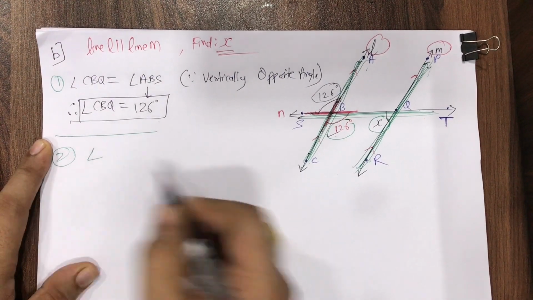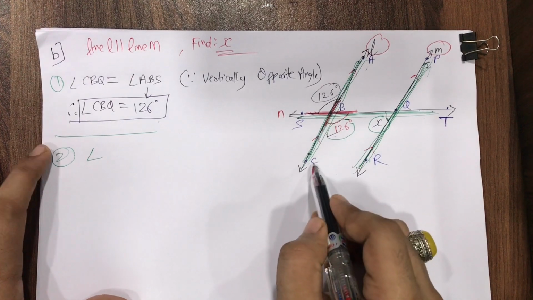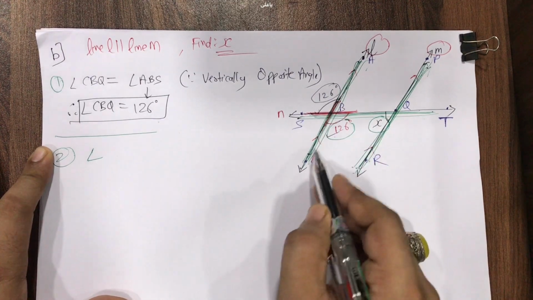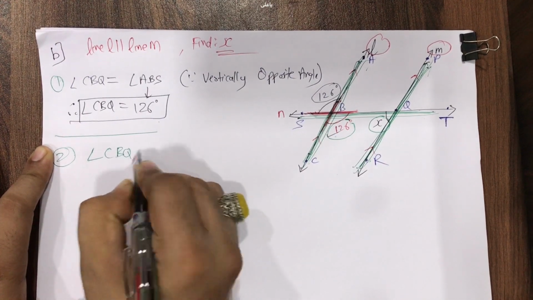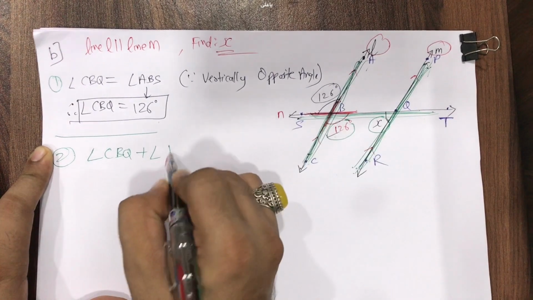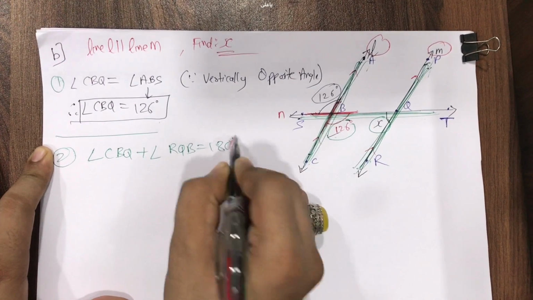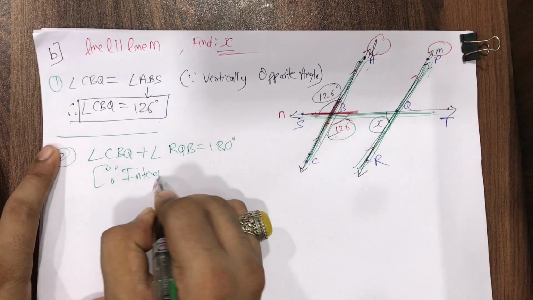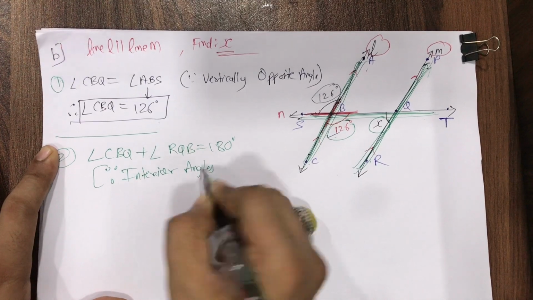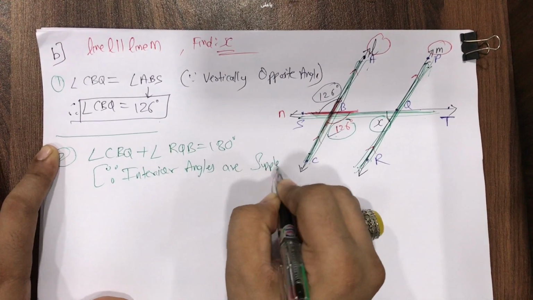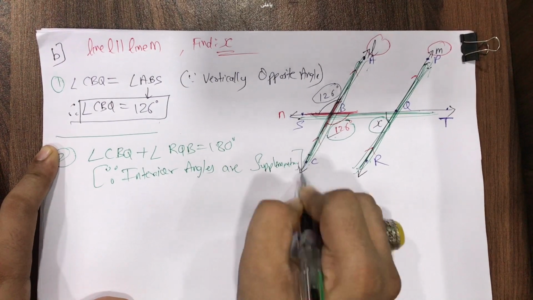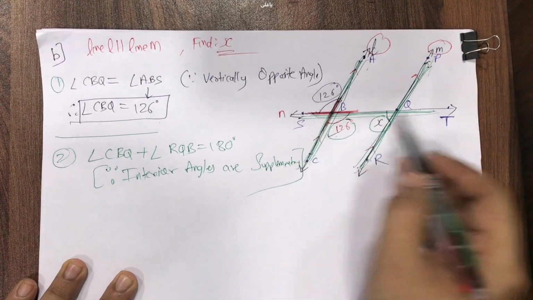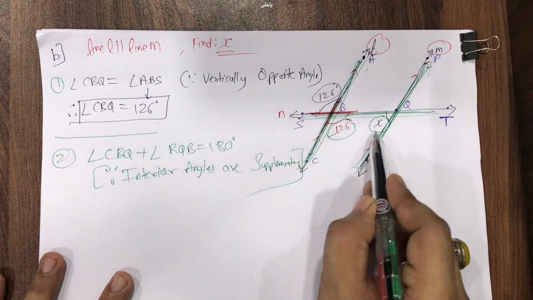Now the second part, angle, what's the name of this angle 126? You can write CBQ, don't write only angle B. Either you can write CBQ or QBC, but B should be at the center. So angle CBQ plus angle RBQ is equal to 180 degrees. Writing the reason is compulsory. Interior angles are supplementary. Interior angles are supplementary. These two lines are parallel and this is a transversal. So the addition of the two interior angles is always 180 degrees.